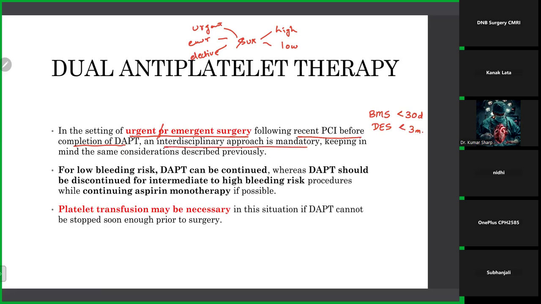Interdisciplinary approach is mandatory, keeping in mind the same considerations described previously. What is it? For a low bleeding risk, the DAPT can be continued, whereas for an intermediate to high bleeding risk, DAPT should be discontinued while continuing aspirin monotherapy if possible. Platelet transfusion may be necessary in this situation if DAPT cannot be stopped soon enough prior to surgery, because there is a very, very high risk of stent thrombosis in such a patient. So keep a platelet transfusion ready in case you are proceeding with an intermediate to high bleeding risk emergent or urgent surgery.